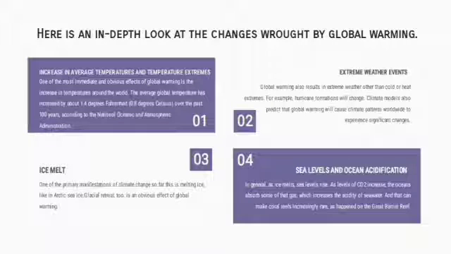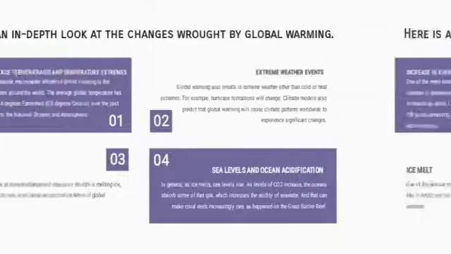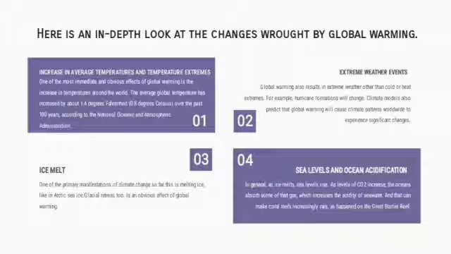2. Extreme weather events. Global warming also results in extreme weather other than cold or heat extremes. For example, hurricane formations will change. Climate models also predict that global warming will cause climate patterns worldwide to experience significant changes. 3. Ice melt. One of the primary manifestations of climate change so far is melting ice, like in Arctic sea ice. Glacial retreat too is an obvious effect of global warming.